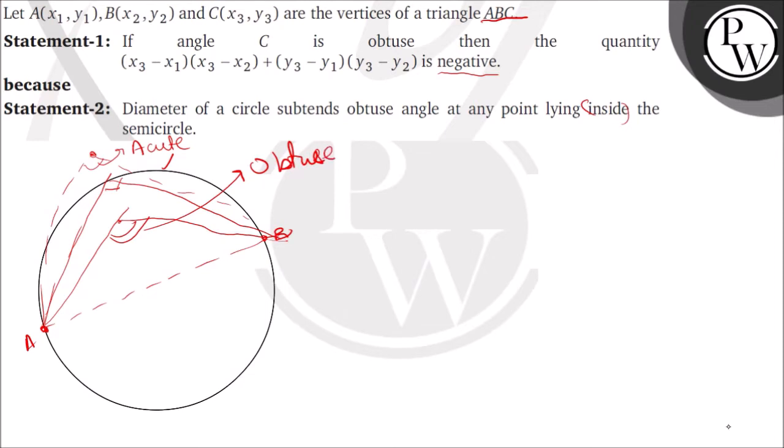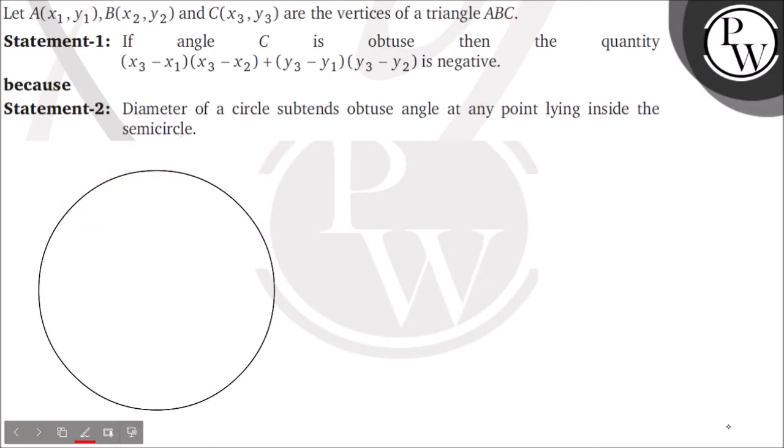So we can say this statement 2 is always true, right? Since we can check from the diagram that this is always true. Now let's check statement 1 in the same regard as we have done for this. We've got this is true. Now let's check statement 1. If angle C is obtuse, then this given quantity is going to be negative.